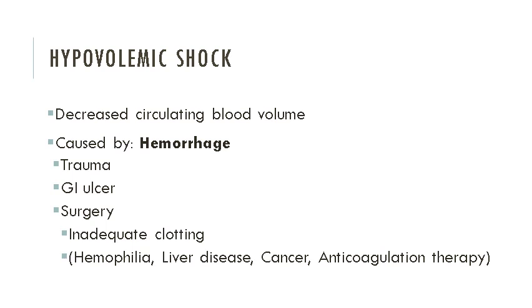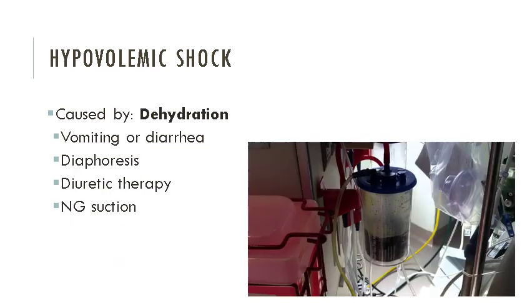That hemorrhage can happen from a trauma. So a client could be in a car accident, have severe abdominal trauma causing a hemorrhage, a GI ulcer, so a stomach ulcer that's bleeding, any surgery where there's inadequate clotting, something doesn't get cauterized how it needs to, or the client has hemophilia, liver disease, cancer, or anticoagulation therapy in their history. There's a table 9.3 in your book that gives some more information as well.